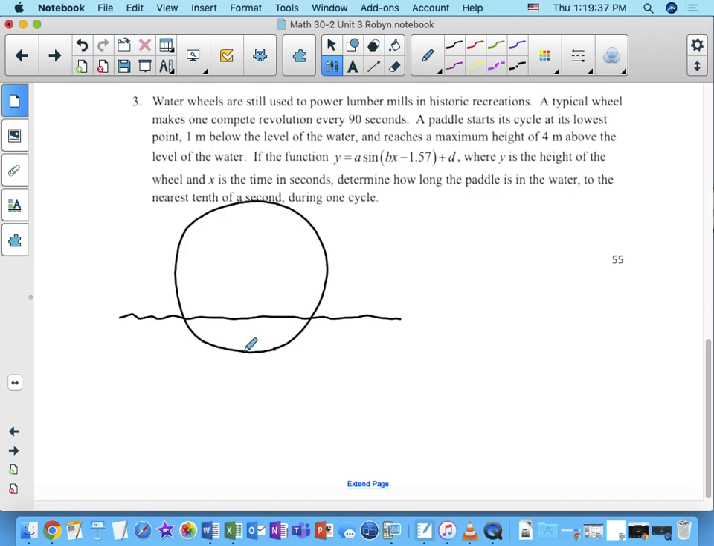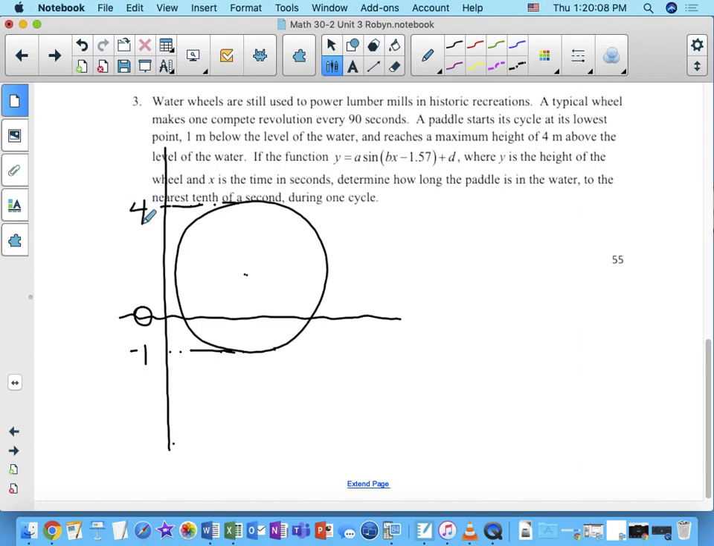And so what I'm also going to do is draw this in. What do you think the water level should be? 0. Yeah, that's right. So what is this minimum going to be? -1. Yeah. And the maximum? 4. Because it goes 4 meters above. Okay. And then how long does it take to go around? It takes 90 seconds to go around.